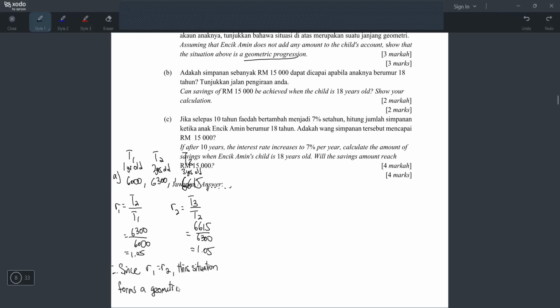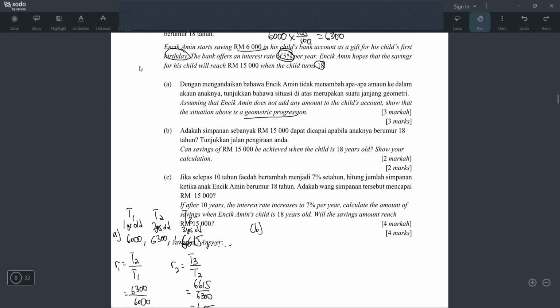All right, so this is how I would do it. Of course, if they ask you to show it's arithmetic, you don't divide, you minus. You will take T2 minus T1, T3 minus T2 if it's arithmetic. All right. Okay, so now it's time to do question B. Let's not forget this information, because they mentioned something about hoping that the savings will reach 15,000, right? So I'm sure it will be useful later.